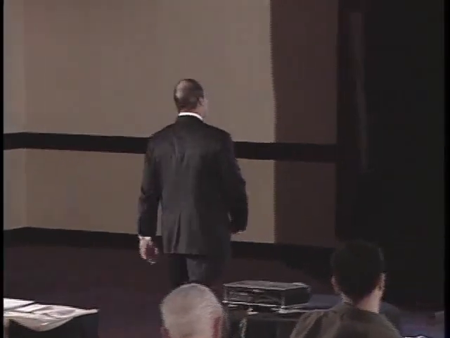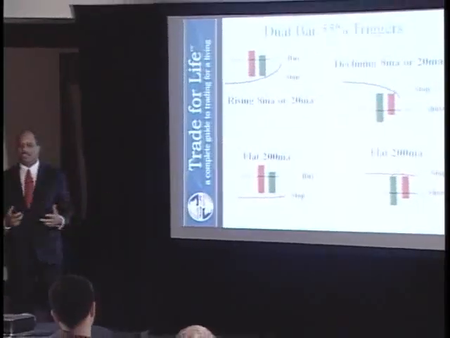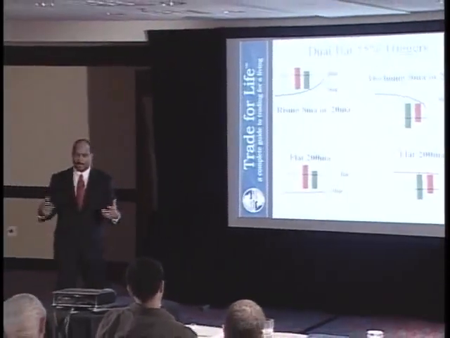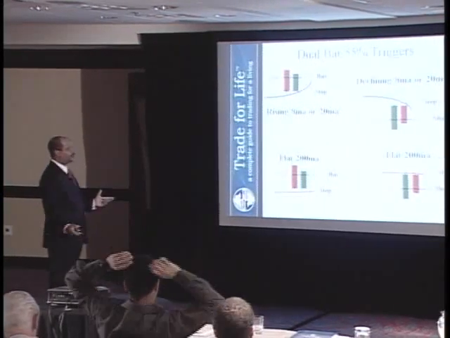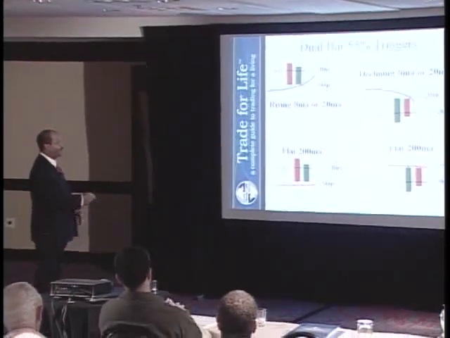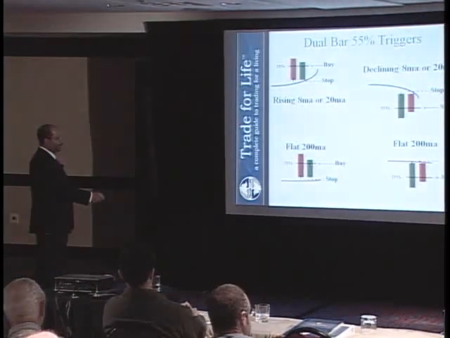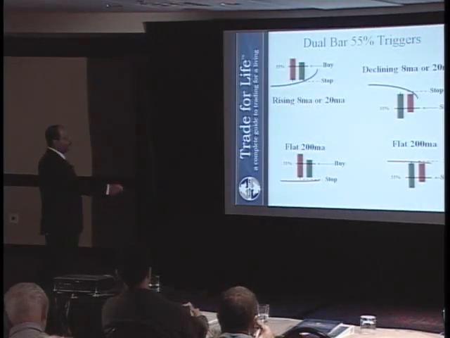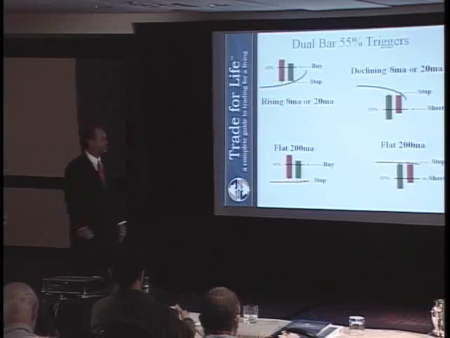I'm going to show you a variety of charts where we see this working, because all of these have been stick figure stuff up until this point, but I am going to demonstrate it for you on charts. Here are the dual bar triggers. Remember, you looked at the same bar giving you your event. This one, the next bar gives you your entry, right? The next bar gives you your 55%. Next bar, next bar. They're the same event as far as I'm concerned.